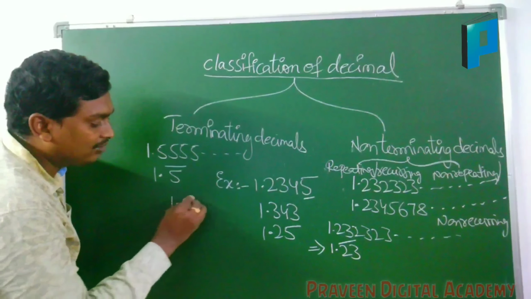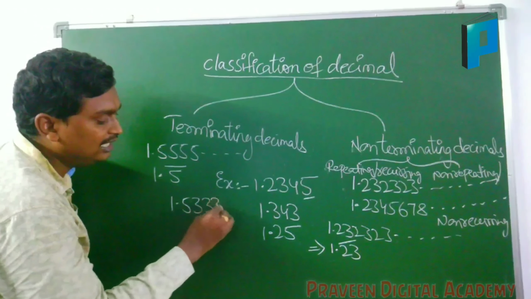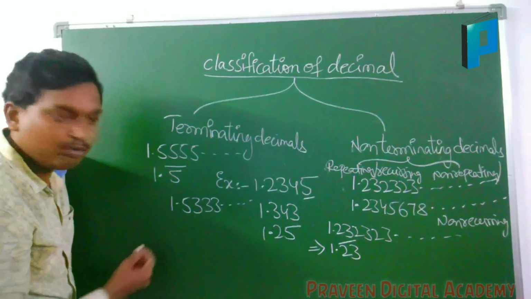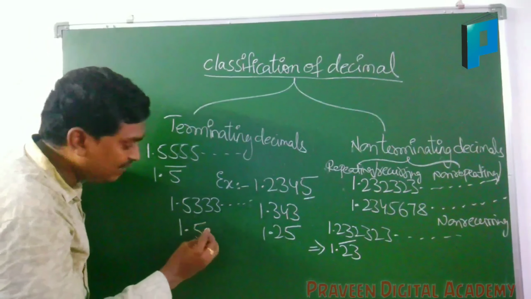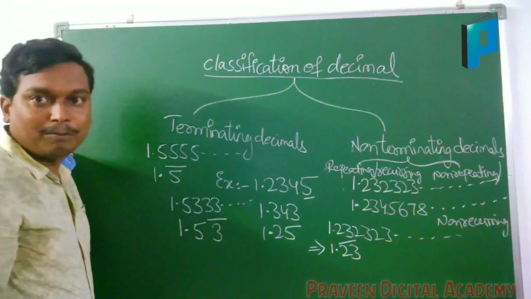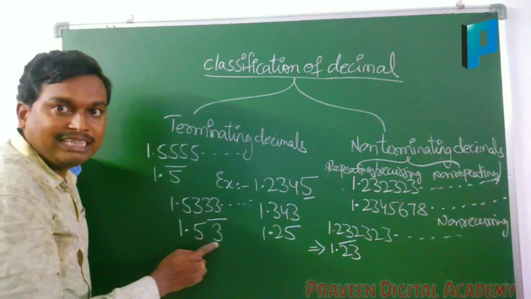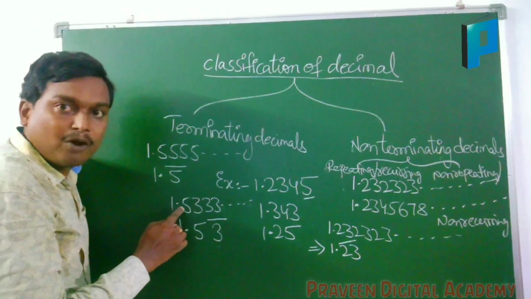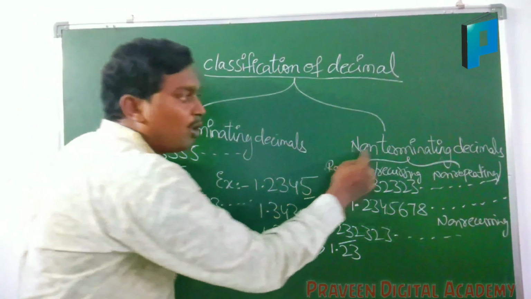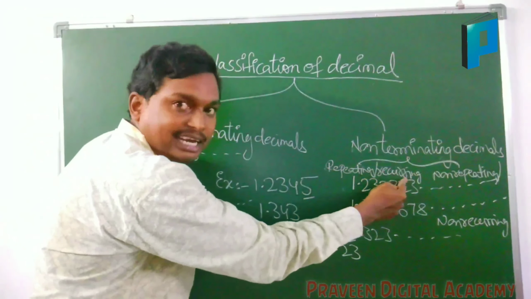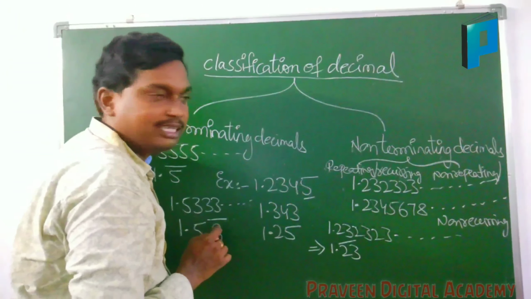If you have something like 1.53333 and so on, what do we do? We write 1.5, and for the number which is repeating, only for that we keep the bar. So 1.53 bar, or 1.53333 and so on, is a non-terminating repeating decimal, or recurring decimal, you can say.